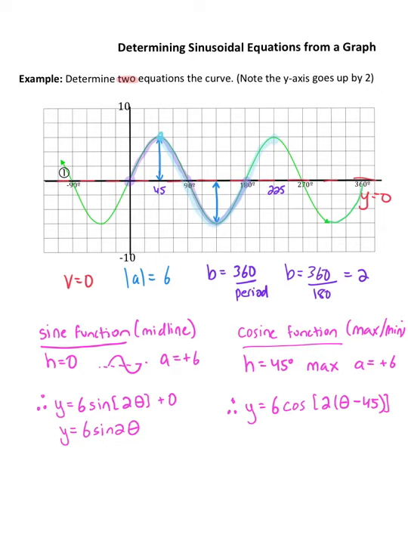Note that there are other possibilities. You could have started at 90 degrees for your sine function, but then the a value would have been negative. You also could have started at this minimum for a cosine function. Again, the a value would have been negative because there's a reflection.